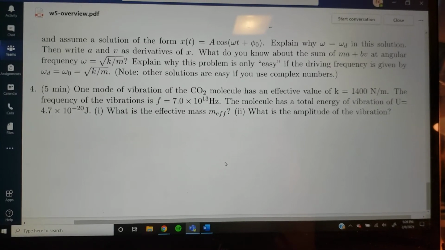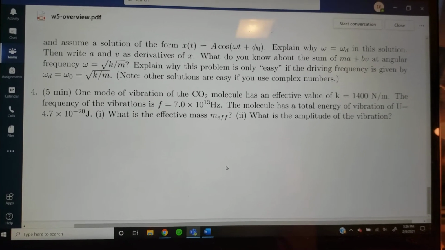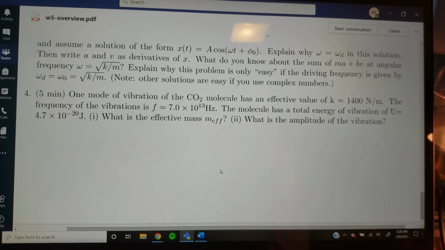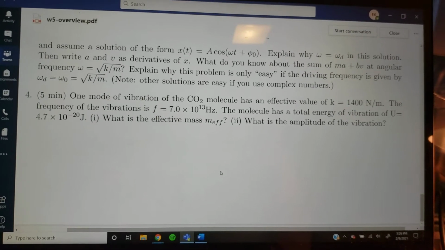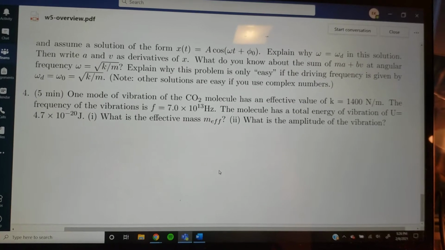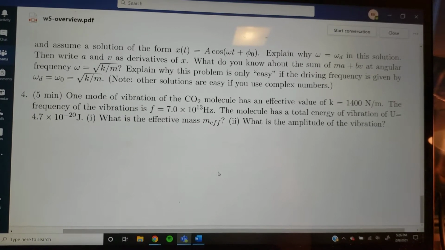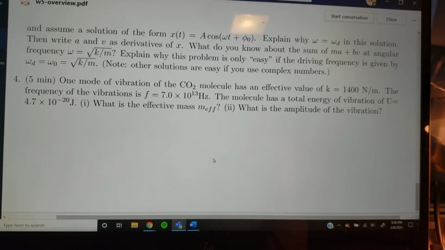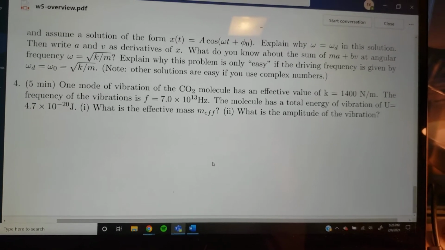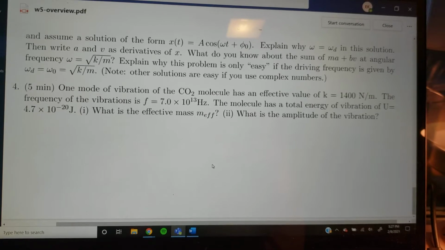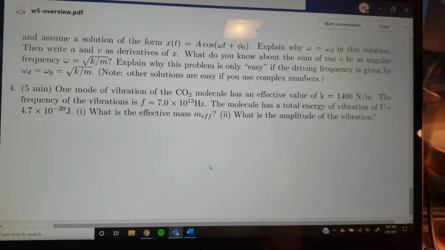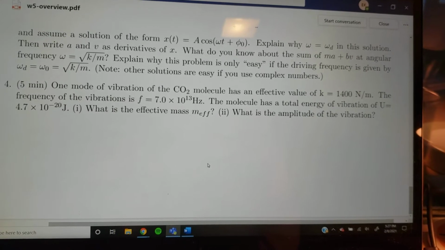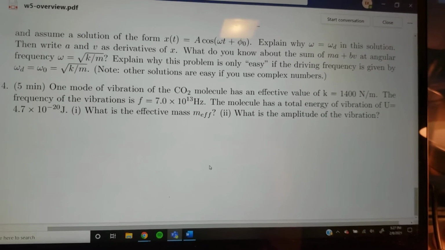Problem number 4 states, one mode of vibration of the CO2 molecule has an effective value of K equals 1400 newtons per meter. The frequency of the vibrations is f equals 7.0 times 10 to the 13 hertz, and the molecule has a total energy of vibration of U equals 4.7 times 10 to the negative 20 joules. So they want us to find out the effective mass as well as the amplitude of the vibration.